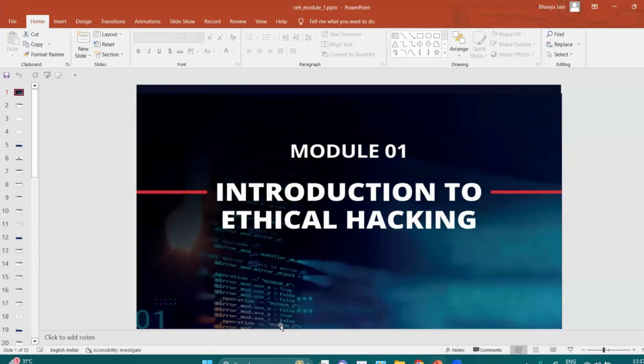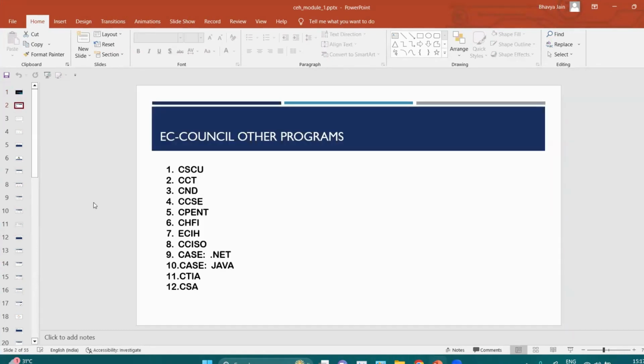First, we will start with the Introduction to Ethical Hacking. Basically, what we are doing is training for the CEH certification, which is Certified Ethical Hacker, and it is provided by EC-Council. And EC-Council, as you know, is an organization.